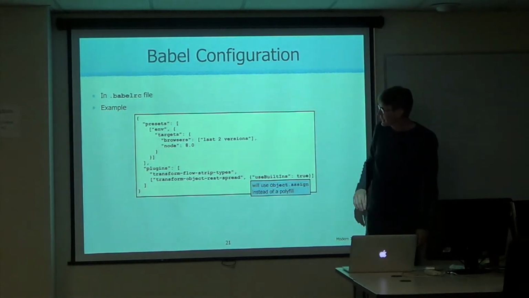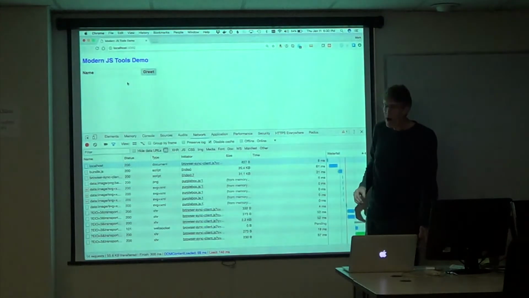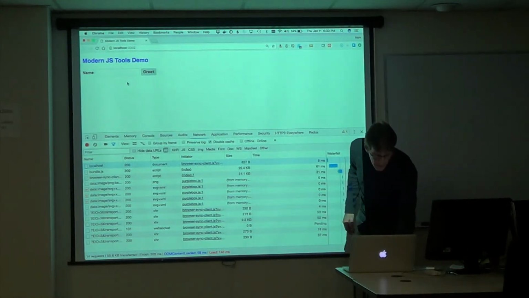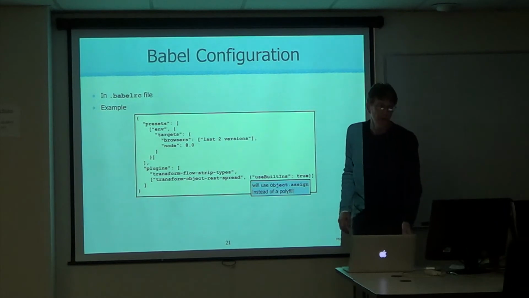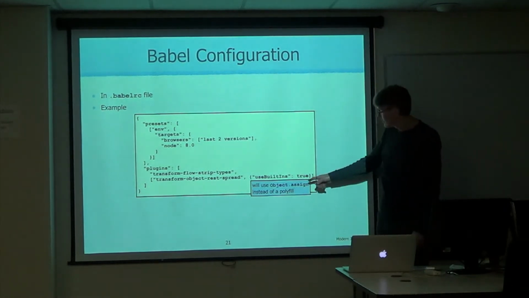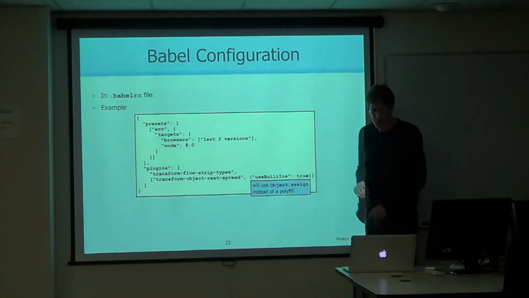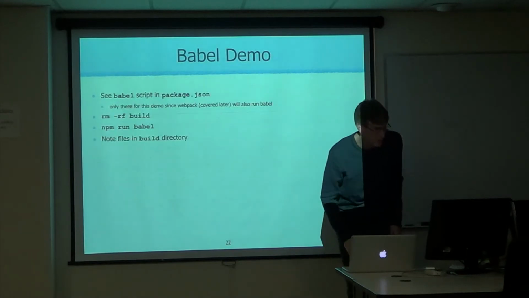Some of these plugins have some configuration options. So this one, useBuiltIns, is telling it how it's going to transpile the code to support the object spread. Is it going to use its own polyfill, or will it use Object.assign? So depending on the plugin, you might have some configuration options.